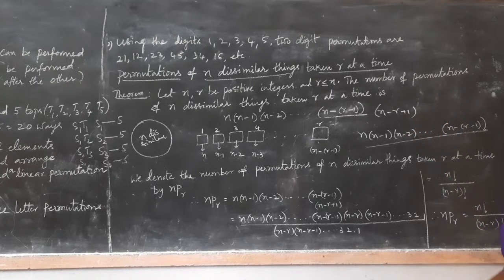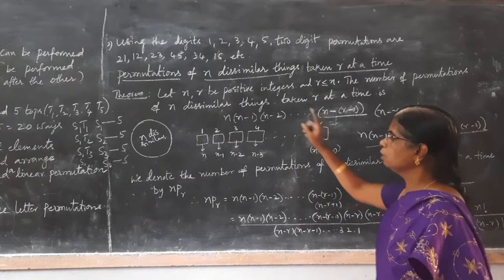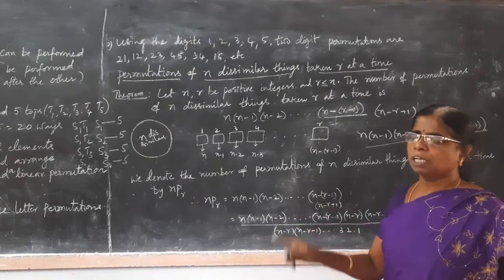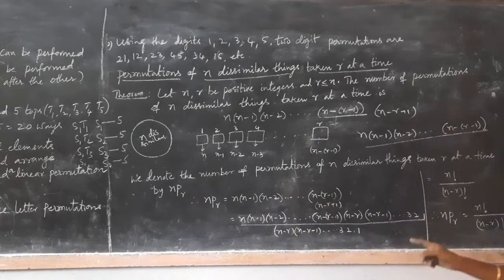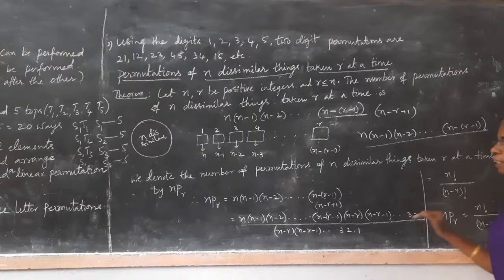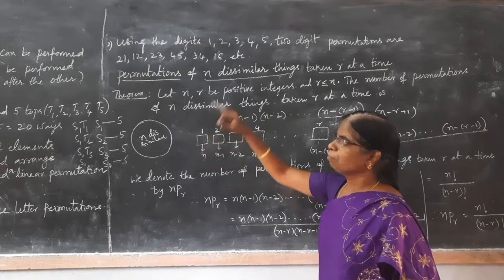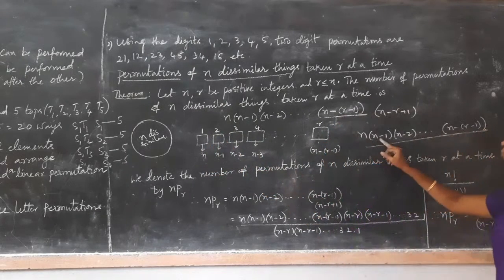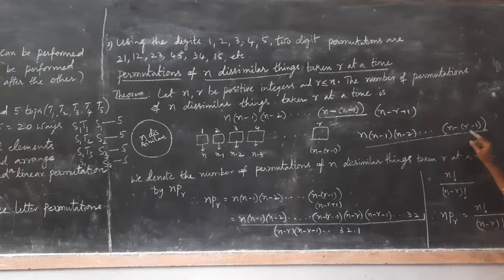Once again, you have to understand two things here. One is the number of permutations of n dissimilar things taken r at a time is equal to the number of ways of filling r blank places using n dissimilar things. That is the first one. Second, in r blank places, by using the fundamental principle of counting, how many ways can you fill? So this is n into n minus 1 into n minus 2 and so on. That's all. Okay, so this is the theorem, try to understand.